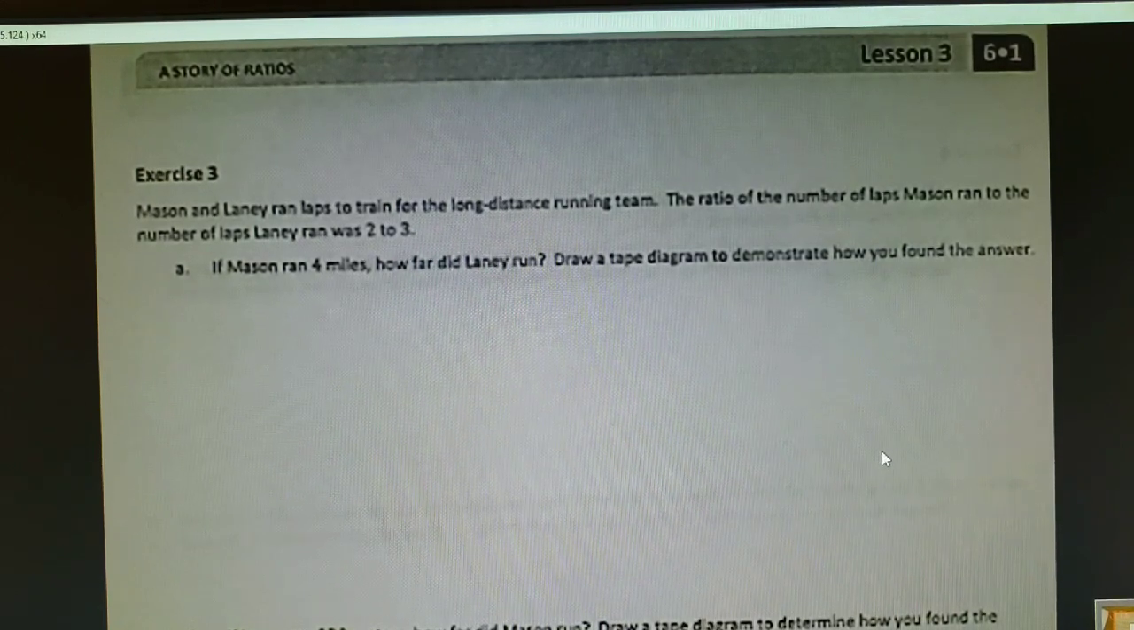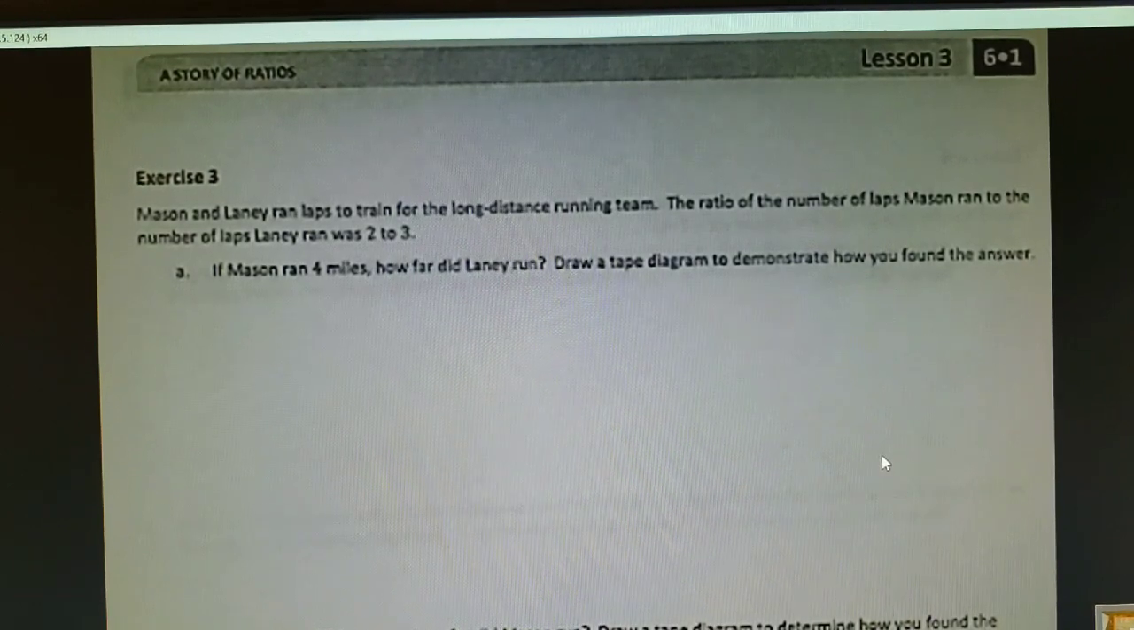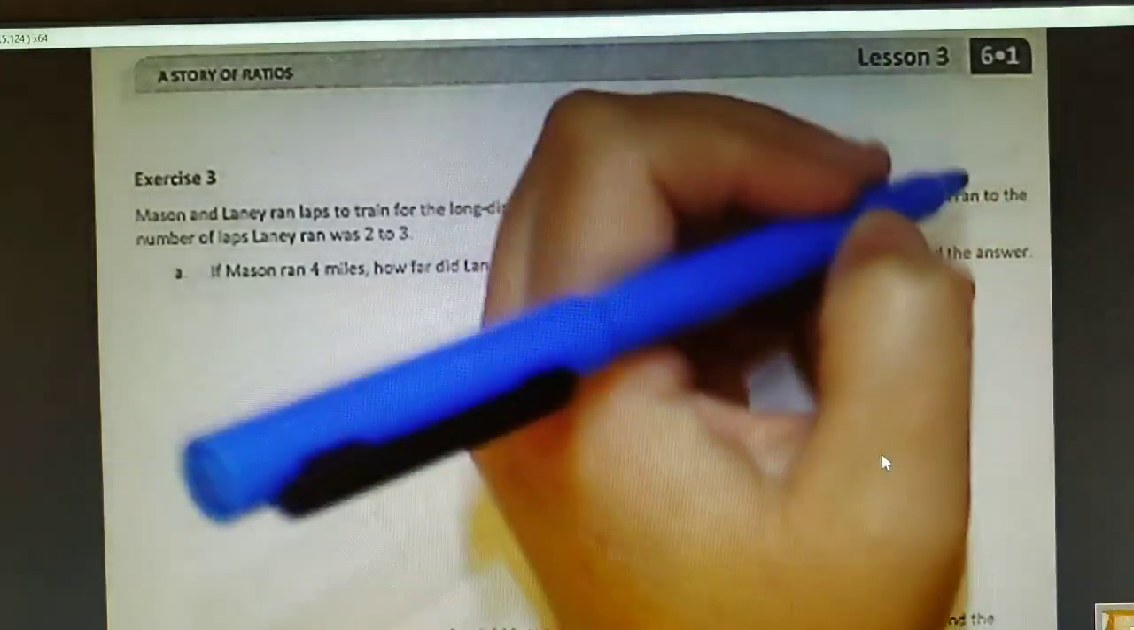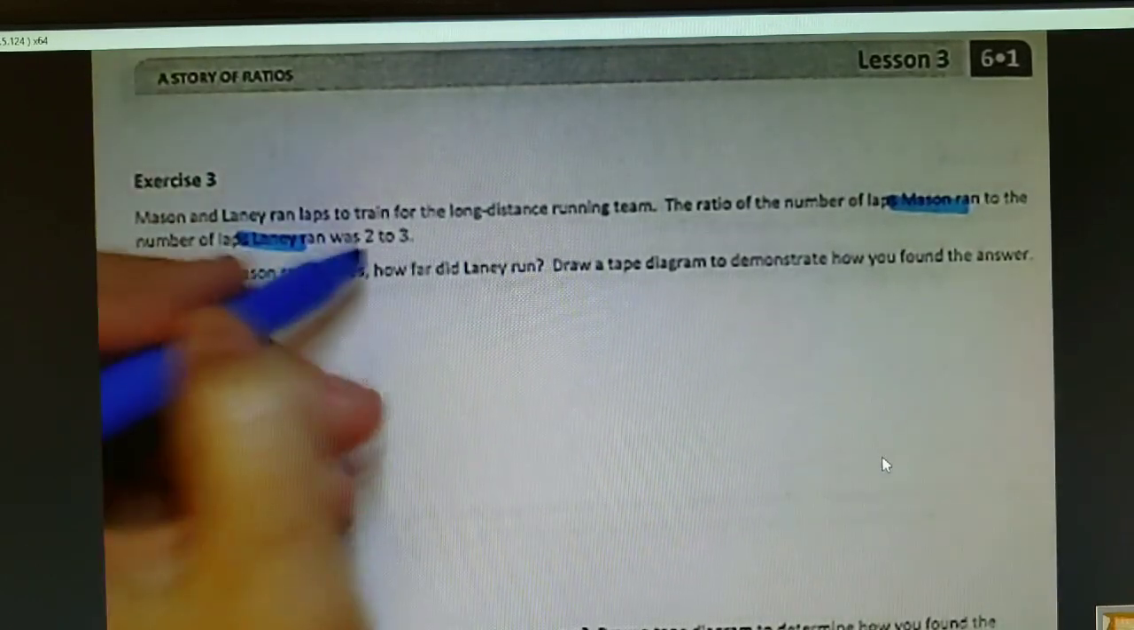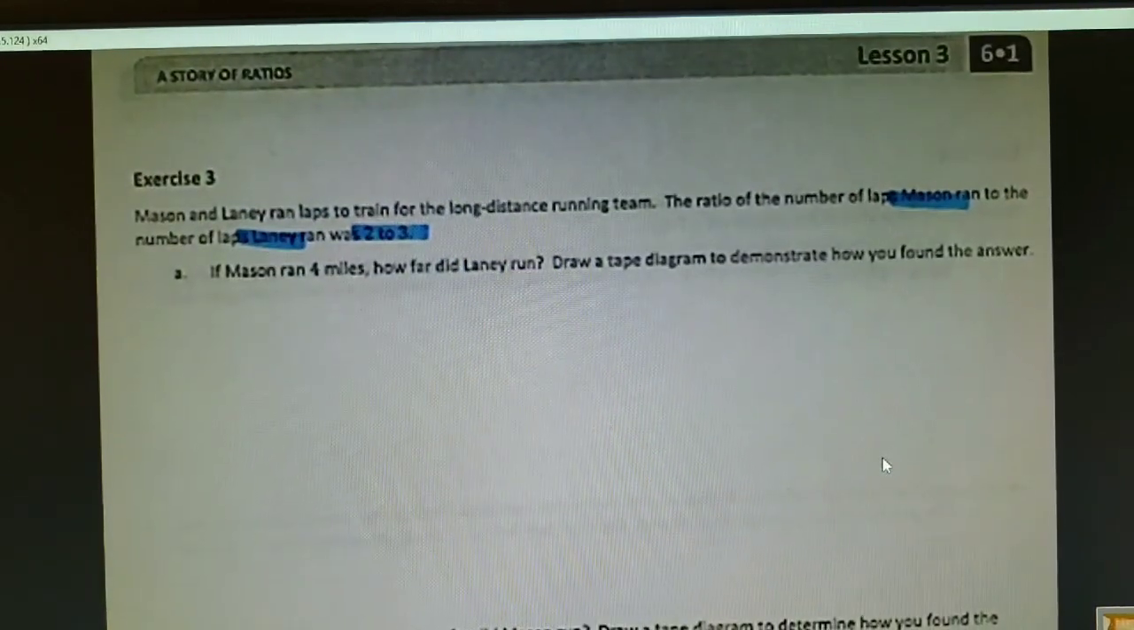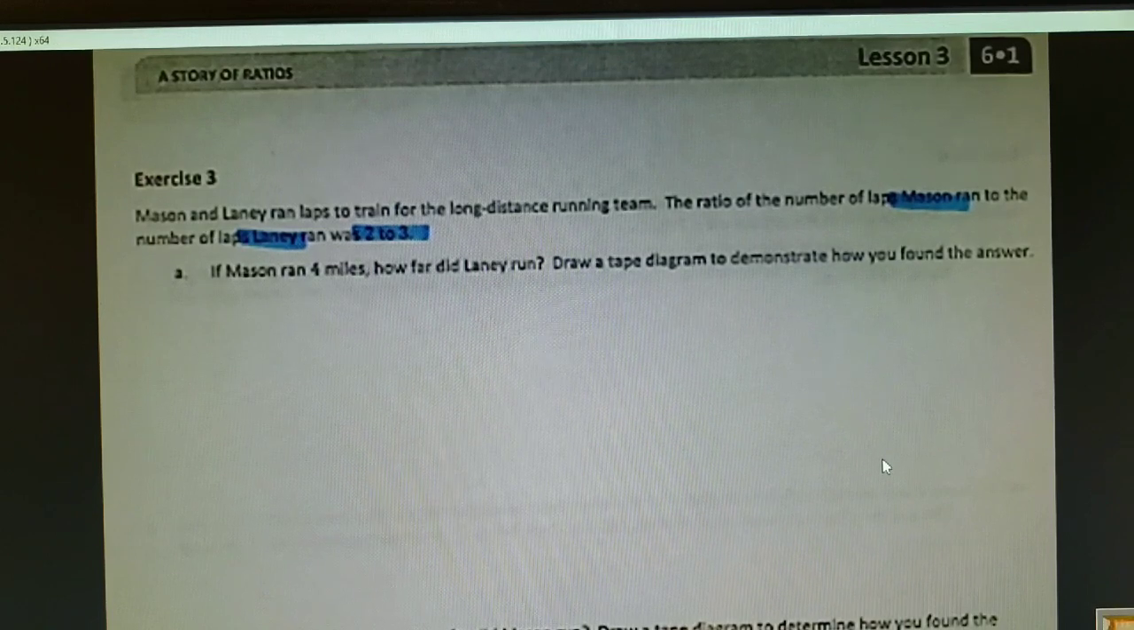So Mason and Laney ran laps to train for the long distance running team. The ratio of the number of laps Mason ran to the number of laps that Laney ran was 2 to 3. Remember, when you are doing these, it's always important you figure out what order your ratio is in. So it's Mason to Laney, okay? And then we always want to make sure we know what the ratio is, which is 2 to 3. Okay, so if Mason ran 4 miles, how far did Laney run?